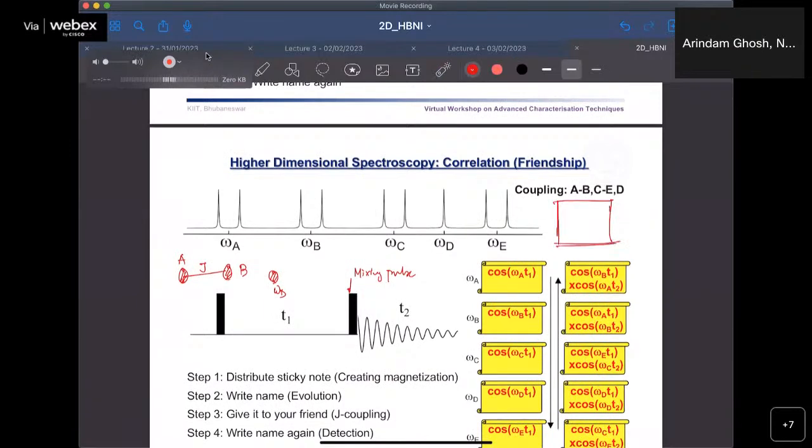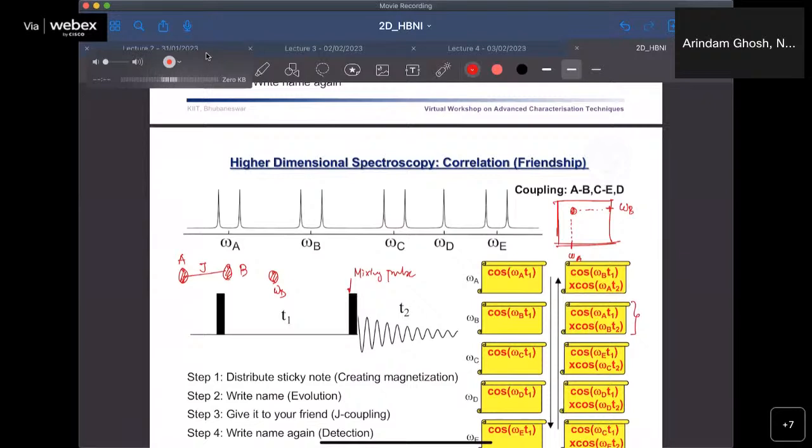Basically if you just Fourier transform it, and you have omega A here, and omega B over here, these two frequencies, you'll find because of this particular signal that is coming, cos omega A t1, cos omega B t, you'll be getting a peak like this, which is exactly at omega A and omega B frequency. And that is how any kind of 2D works.